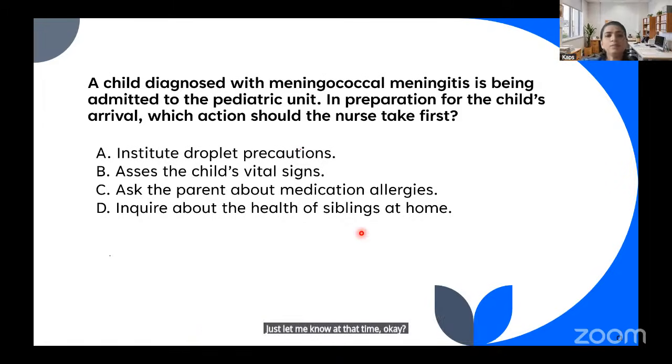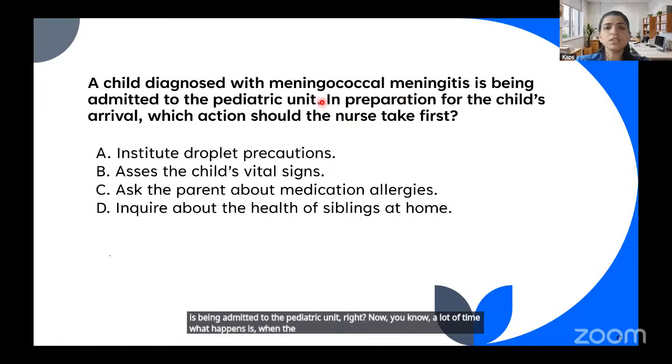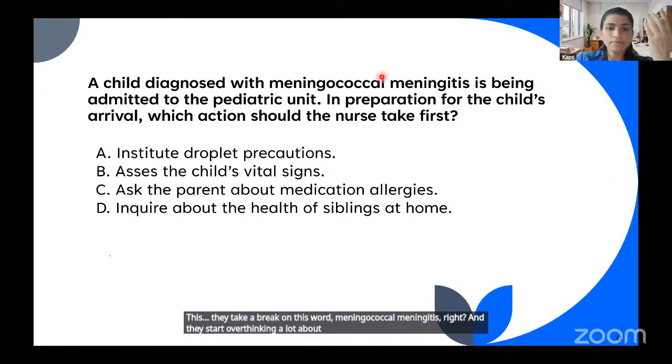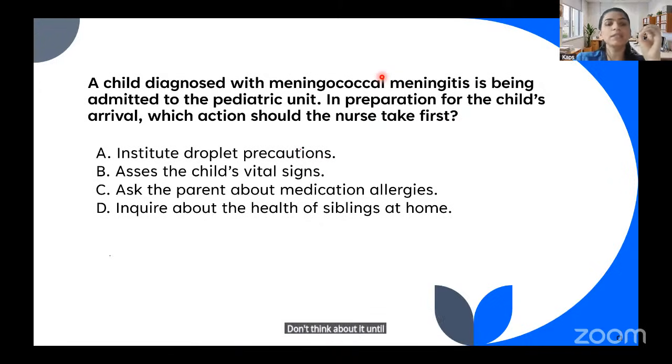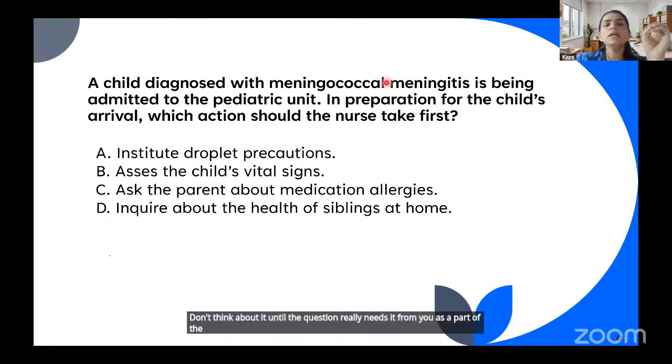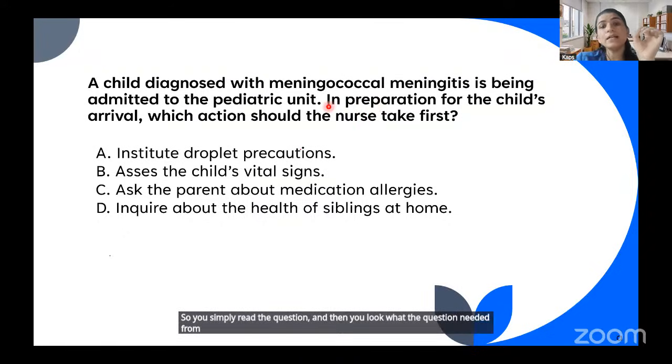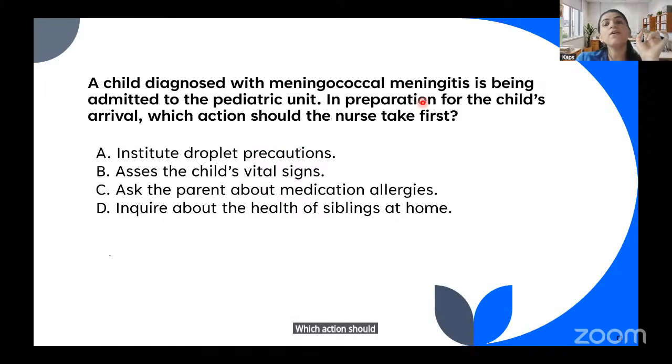Okay. Now, the first question I have is about a child with meningococcal meningitis being admitted to the pediatric unit. A lot of the time, when nurses read this question, they stop at the words meningococcal meningitis and start overthinking this topic. Don't think about it until the question really needs it from you as part of the content. Simply read the question and look at what it needs from you. They said, in preparing for this patient's arrival, which action should the nurse take first?